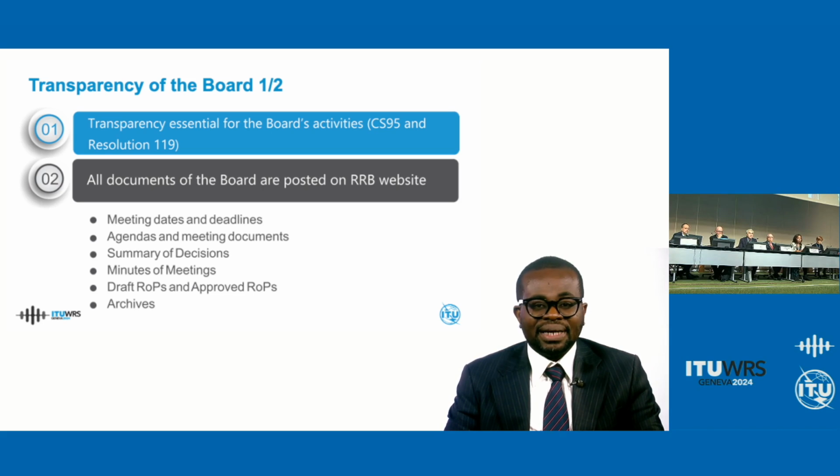Meeting dates and deadlines, meeting agenda and documents on the agenda, summary of decisions which also states the reasons for each decision, minutes of the meeting which reflect the detailed and comprehensive consideration by the board members, draft ROPs and approved ROPs, and an archive of past documents are all available on the website.